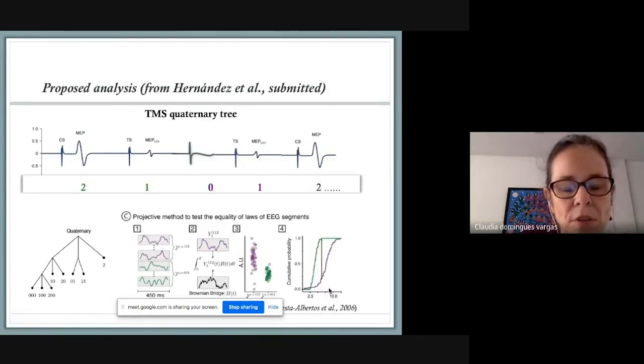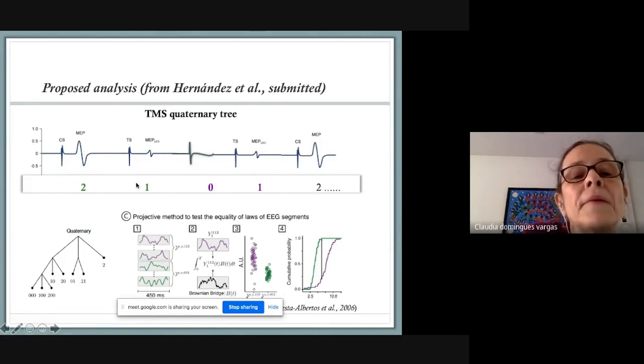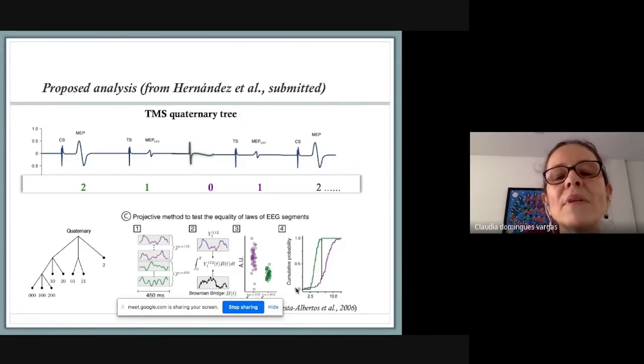And our first proposal to perform the analysis of these physiological signals, the MEP signals, will be to employ pretty much the same approach that has been used by Duarte et al. and Hernandez et al. Say, considering, for instance, given the symbol 1, you have 2 as a path or 0 as a path in the sequence of TMS pulses, and we could treat this MEP response as we did with the EEG segments, and then do the statistical analysis using the Cuesta-Albertos approach. This is well described in Hernandez and collaborators.